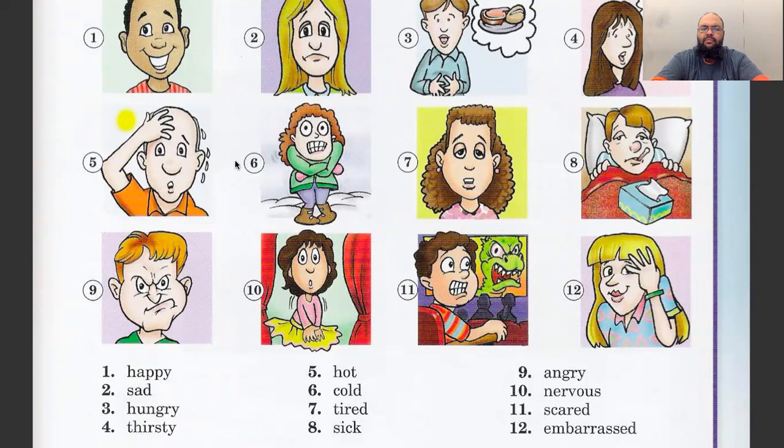Happy. Sad, hungry, thirsty. Remember the TH. Thirsty, hot, cold, tired, sick, angry, nervous.